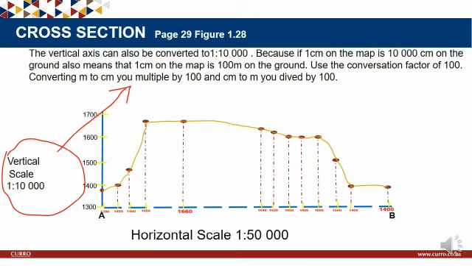Now, obviously, the vertical scale can also be written as 1 is to 10,000. Why can we write the vertical scale as 1 is to 10,000 instead of 1 centimeter equals 100 meters? Because 1 is to 10,000 is like saying 1 centimeter on the map is equal to 10,000 centimeters on the ground. Understand? This also means that 1 centimeter on the map is 100 meters on the ground.